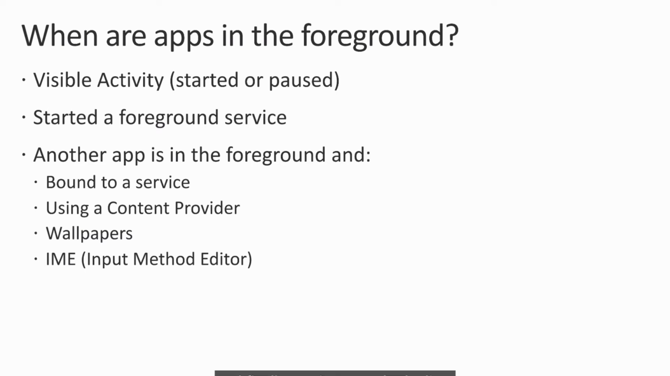And finally, are input method editors. So maybe you're providing your own keyboard or some sort of fancy new input technique for the user. As long as those IMEs are being used by your app or by another app, then your app too will be considered in the foreground. So these sets of conditions here define my app being in the foreground. If I don't meet any one of these, then basically when my app is no longer visible on the screen, it's in the background and it's eventually going to have its services shut down by Android.